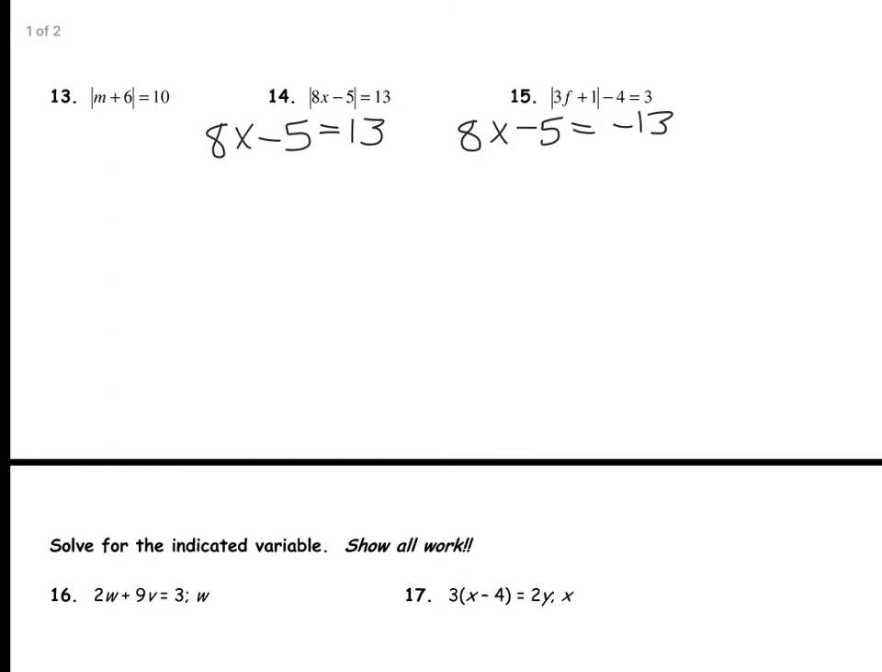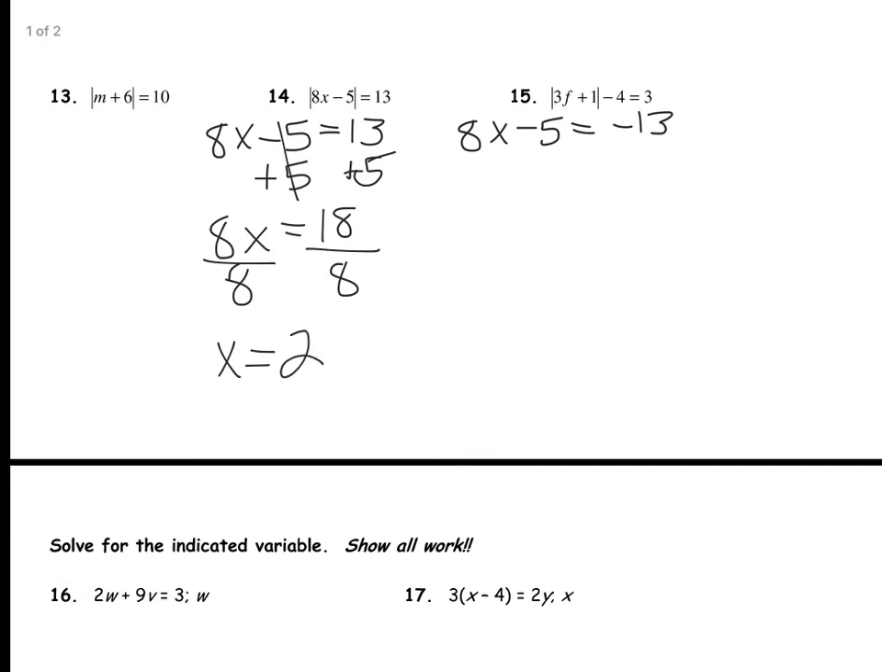So to solve this one here, I'm going to start by adding 5 to both sides. That would give me 8x equals 18. Then, to get x completely by itself, I'm going to divide by 8. X is going to be equal to 2 2/8, which is a quarter. Or if you did it as a decimal, that would be x is equal to 2.25.